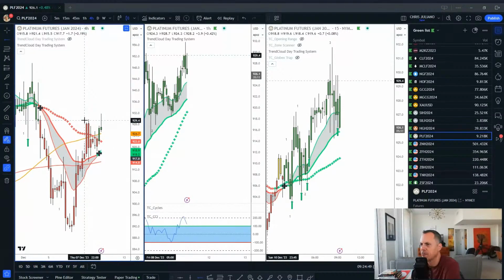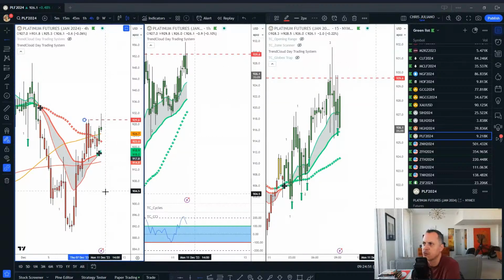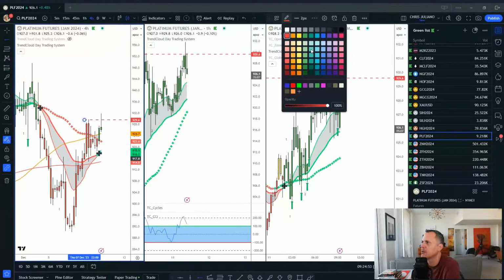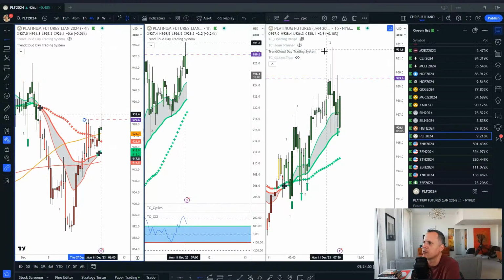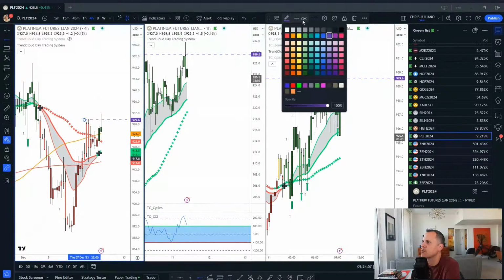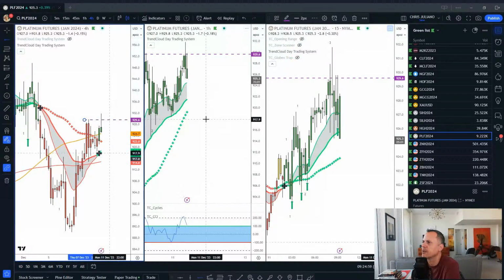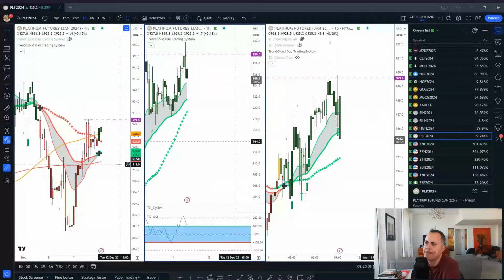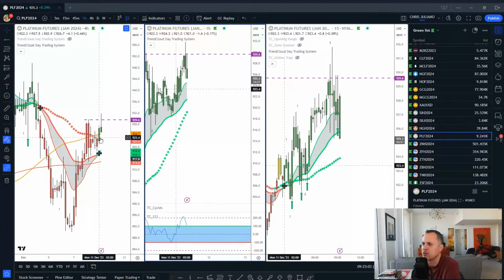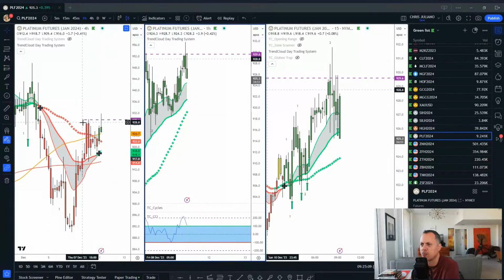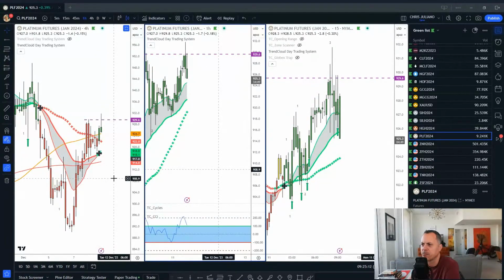Platinum is on the move. Broke through structure. Let's make that purple. We always make our structural breaks purple. There we go. Okay. Green candles, broke above that 100 simple, broke past structure here.